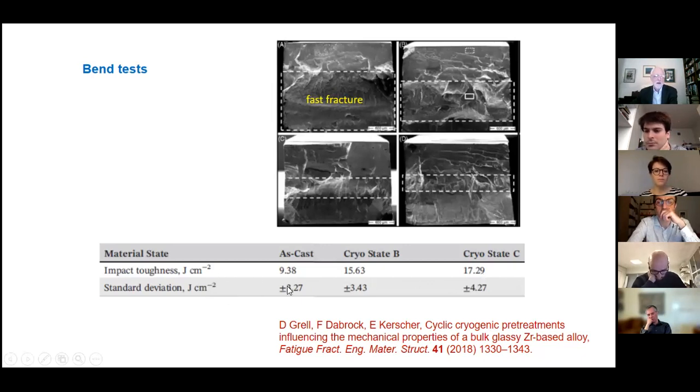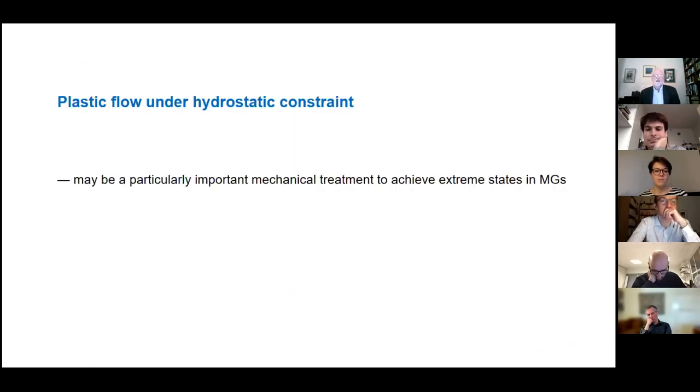And there's other work that shows even bigger effects. So that's that story. That is staying with very tiny strains, well within what you could consider to be an elastic regime.